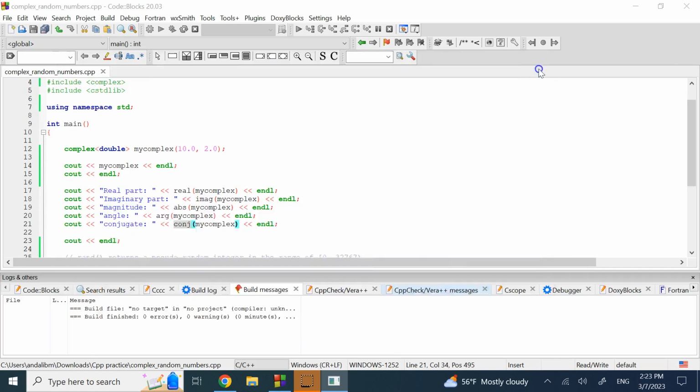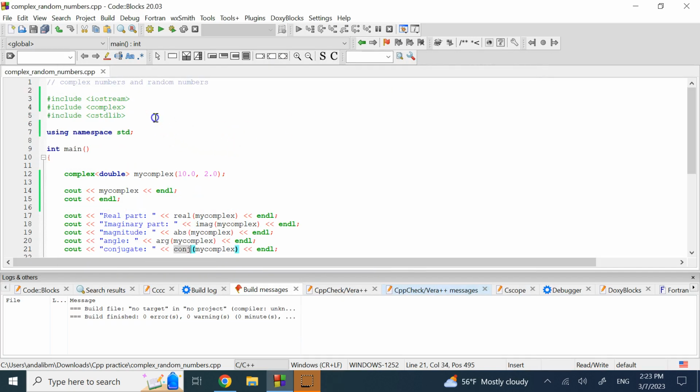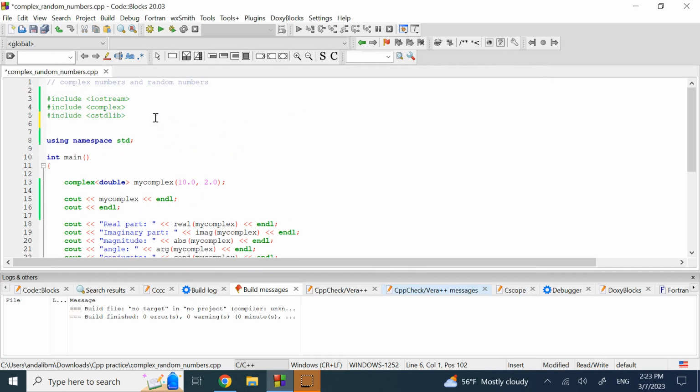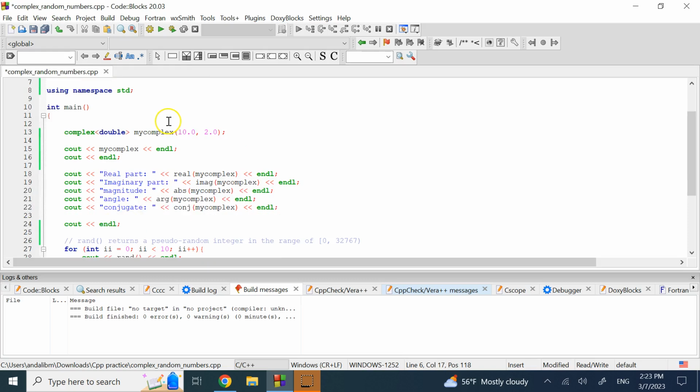If you want the angle in degrees, you have to convert it, and for that we need pi, and for pi we need the math library. So we have to say include cmath, so we can use that pi number.